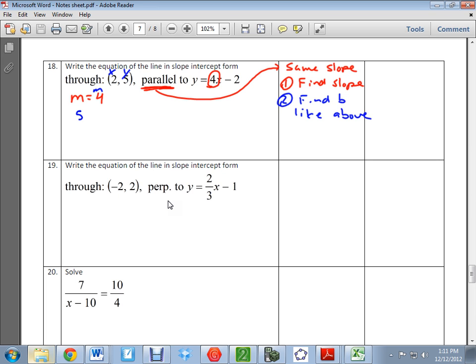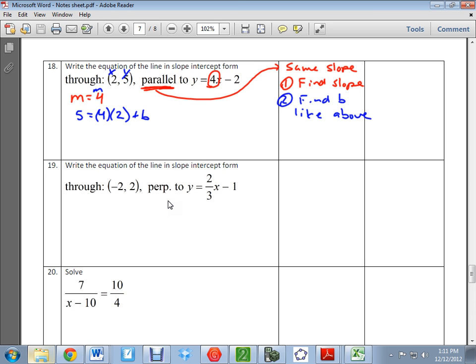Y is 5 equals m is 4 times x is 2 plus b. I don't have this paper. You don't have this paper? That's interesting. Give me 1 second, I'll find it.